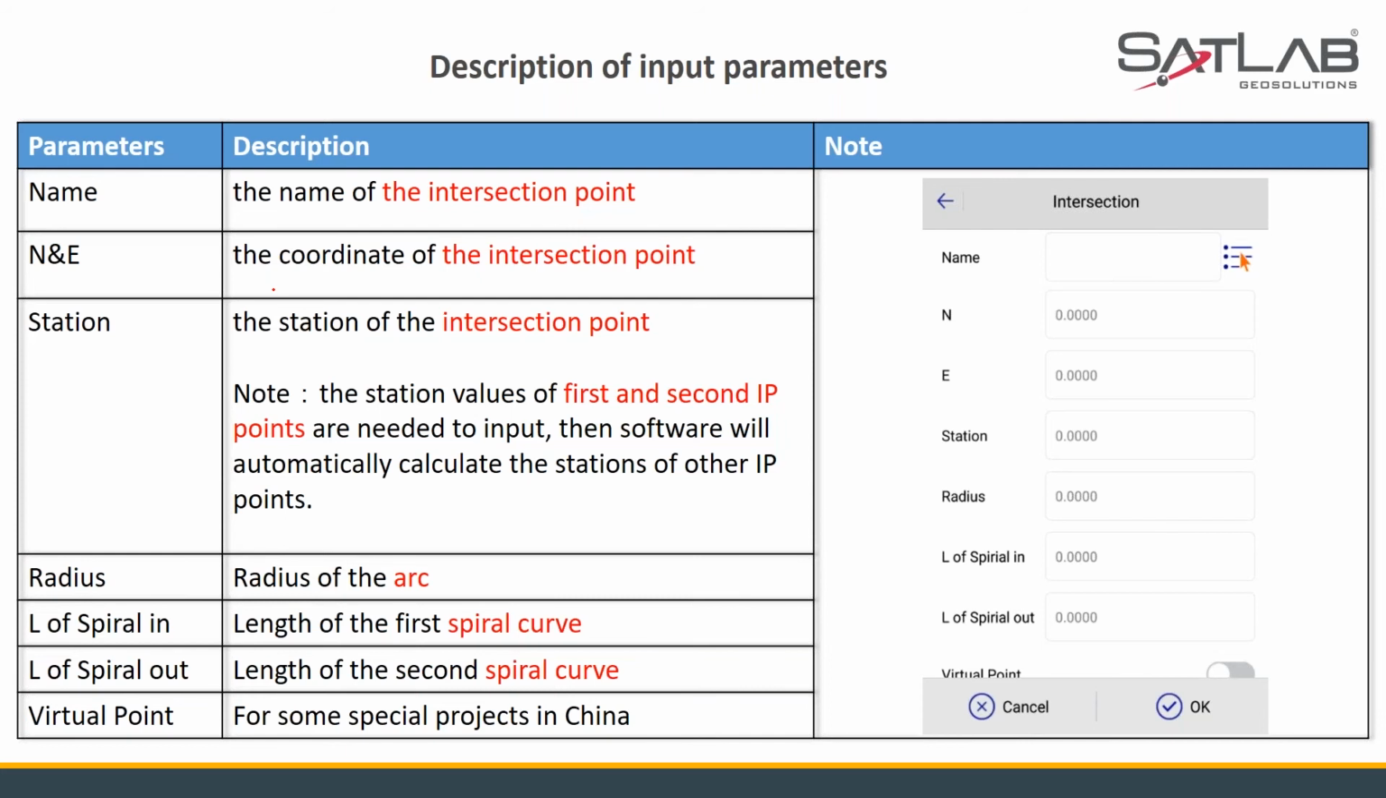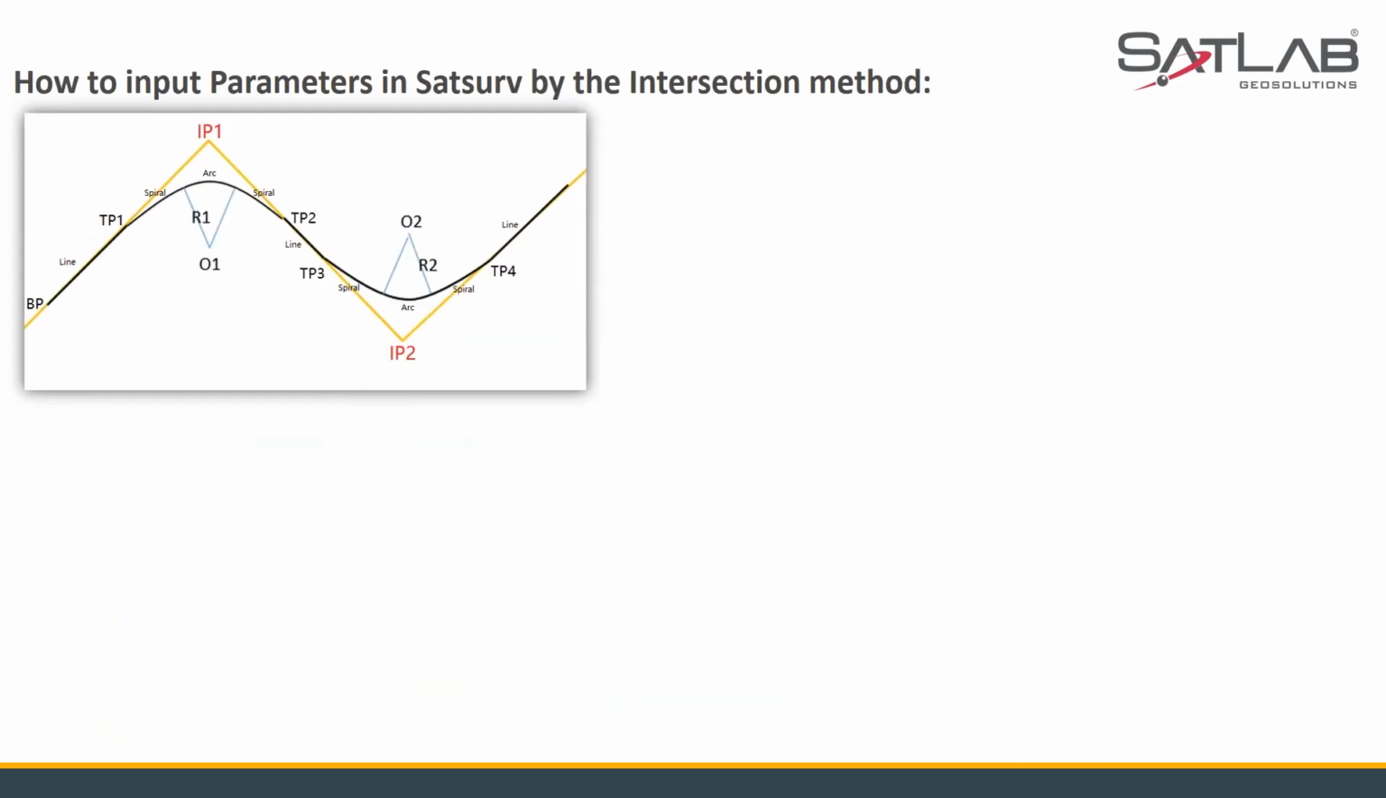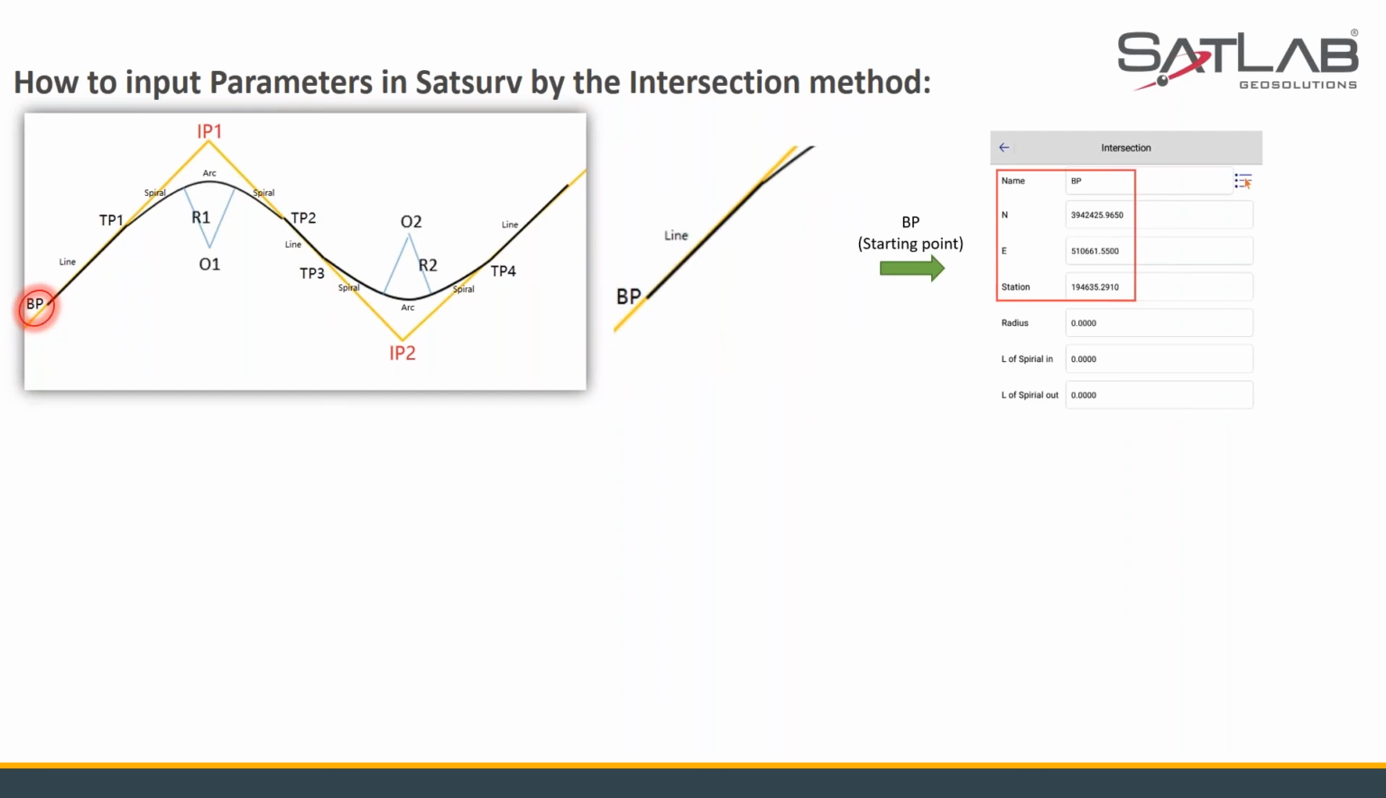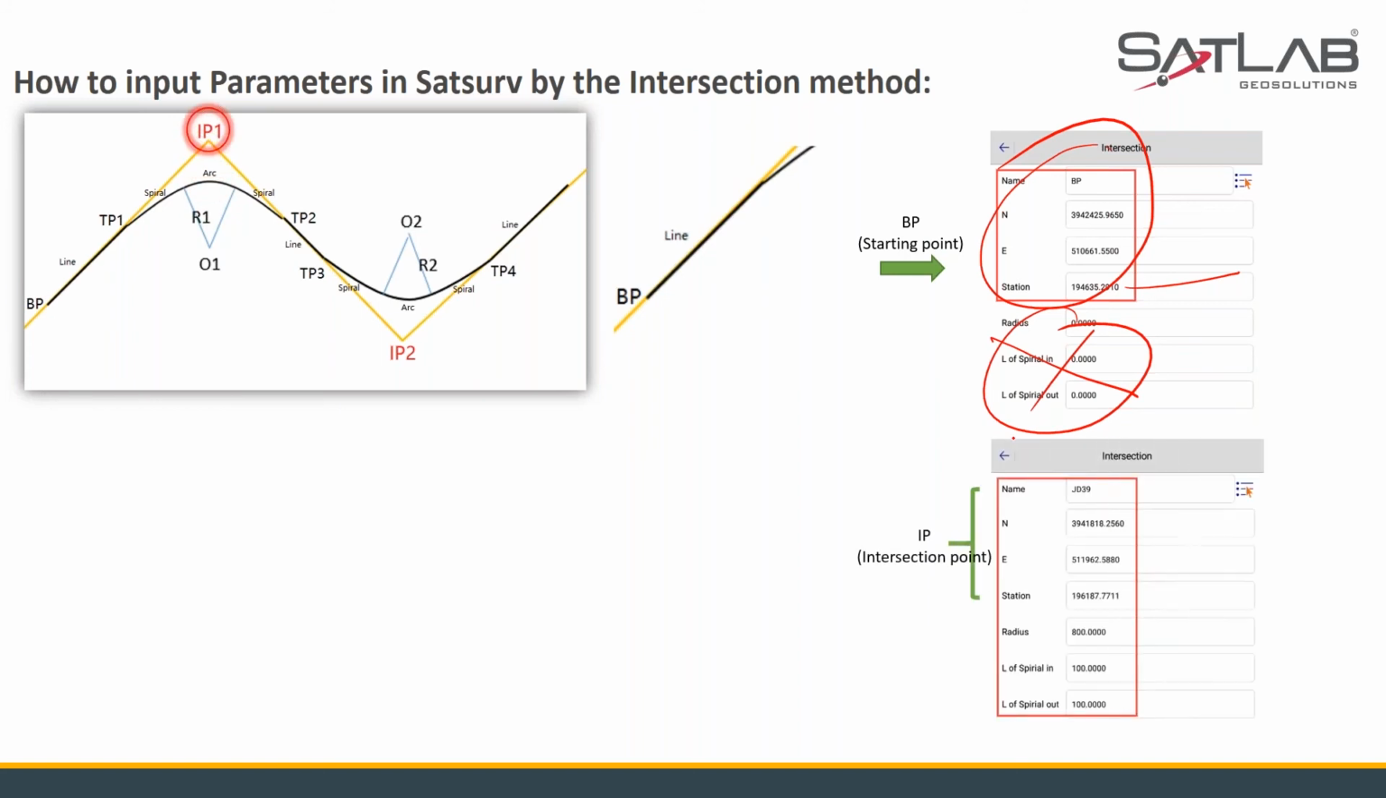Let's see how to input the parameters. First is the name of the intersection point, which is obvious. Then the coordinates of the intersection point; it's compulsory that you give them. Then comes the station, which is more important: you have to know the station where exactly your intersection point is. After that you give the radius, the arc, the length of the spiral in, the length of the spiral out, and the virtual point. If you have any virtual points, you can add them, but it's not necessary.